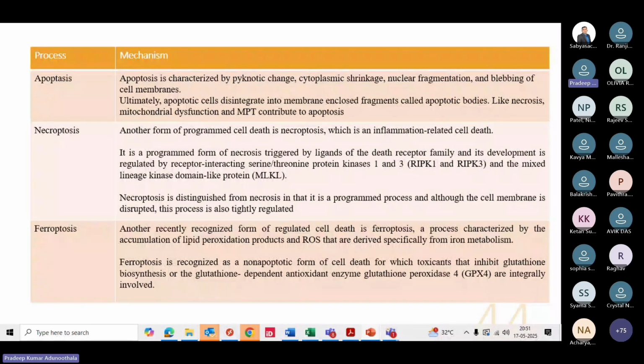Then coming to ferroptosis, this is another recognized form of regulated cell death. This is a process characterized by the accumulation of lipid peroxidation products and ROS that are derived specifically from iron metabolism. Ferroptosis is recognized as a non-apoptotic form of cell death, in which toxicants that inhibit glutathione biosynthesis or the glutathione dependent antioxidant enzyme glutathione peroxidase are integrally involved in this mechanism.